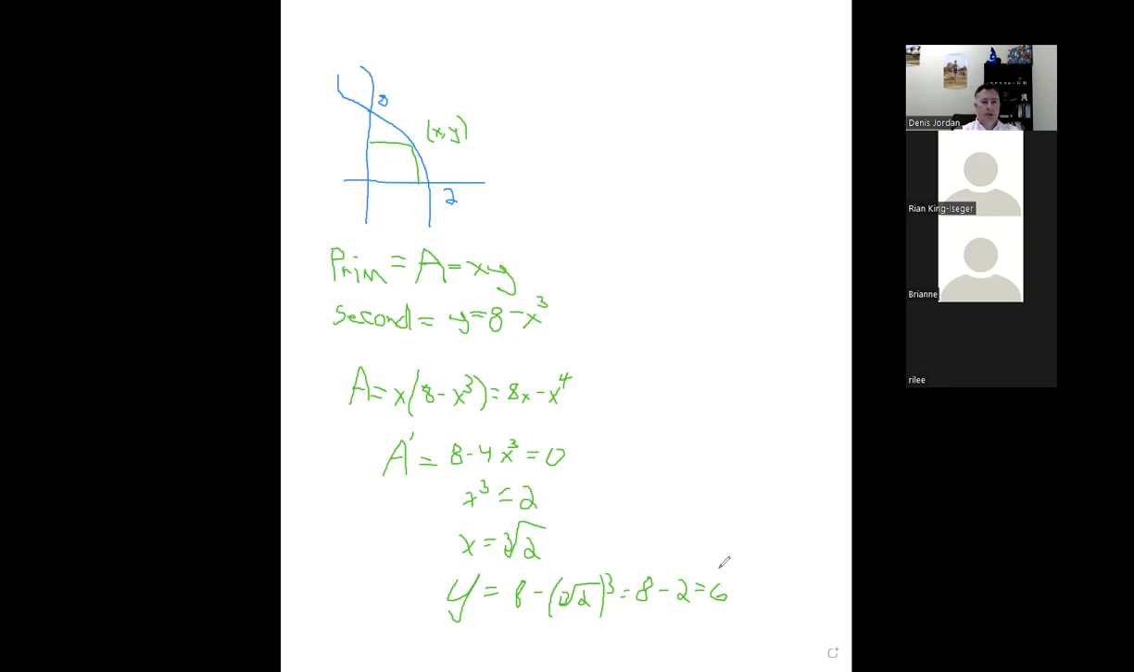So just be sure you're finding whatever it is that they want. So sometimes they'll ask for the dimensions, so you need to give 2 answers, your x and y. Sometimes they just want the area, which means your answer is only one number. Just kind of depends on what they want. So the width is x and the y is the height. Okay.